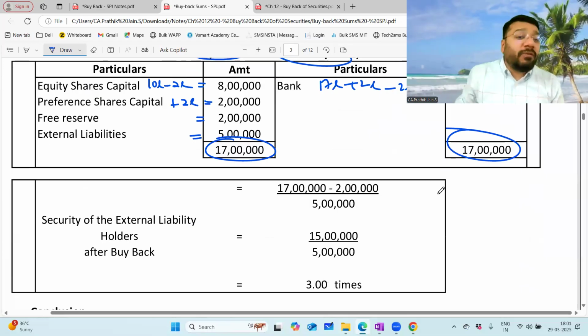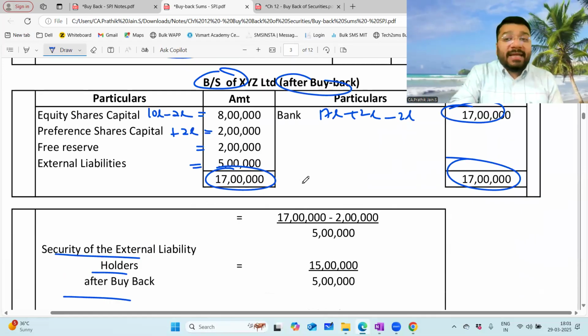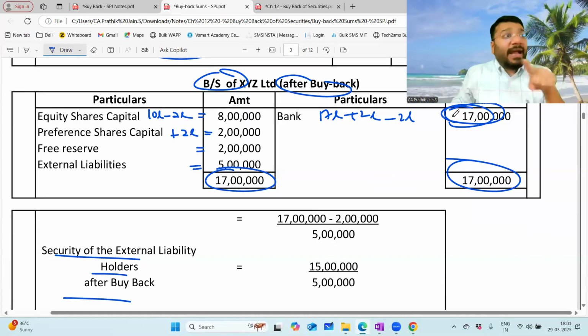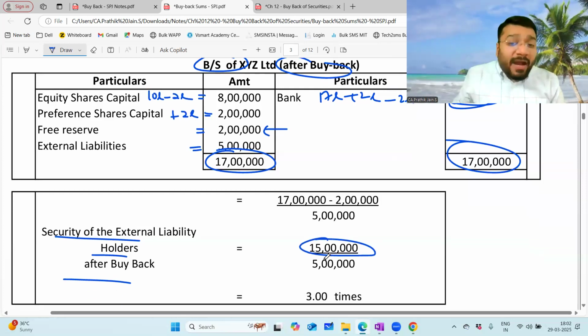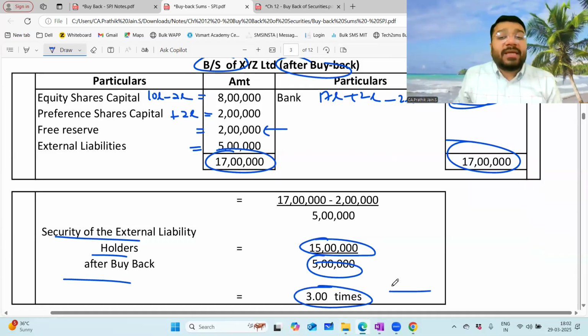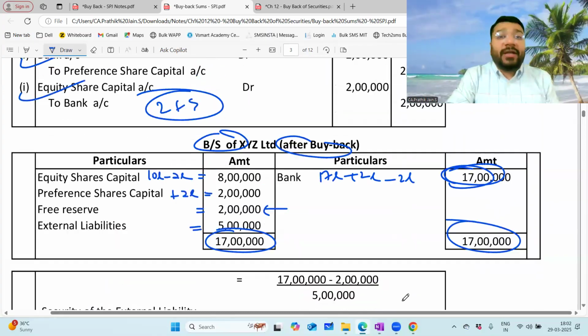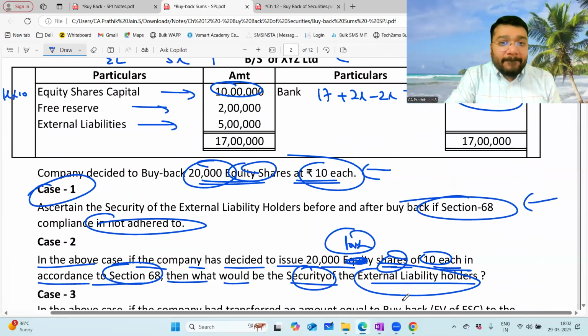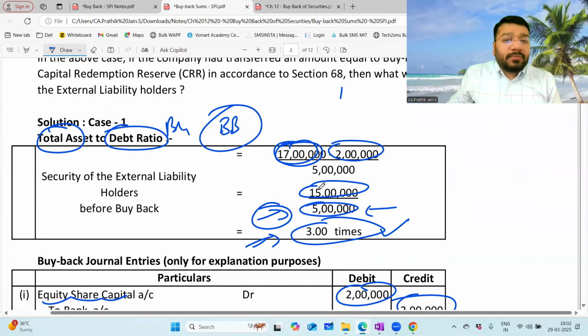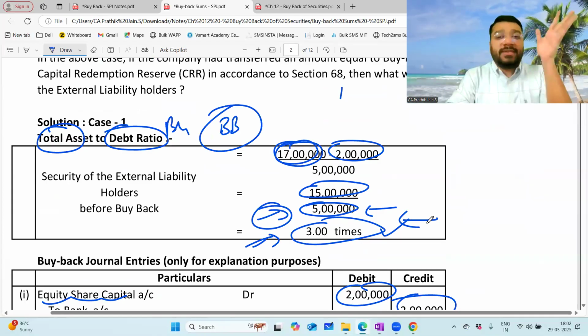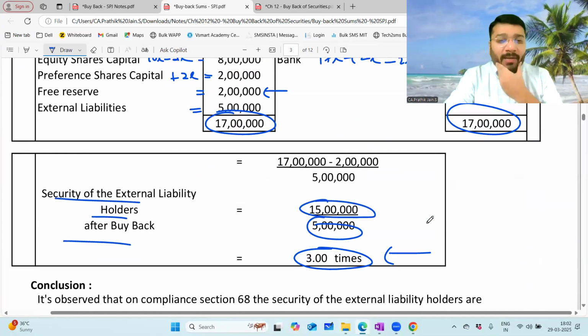So can we check the security of the external liability holders? 17 lakh is the total money in the bank. In that you will keep 2 lakh separately for the distribution of dividend as free reserves. The balance 15 lakh rupees is the money available to the external liability holders, divided by 5 lakh, the same 3 times security is ensured, which was the same 3 times earlier. Before buyback, 3, and after buyback, the same 3 security has been ensured. So this is the beauty of section 68. Any problem in this? Online people, any problem in this?